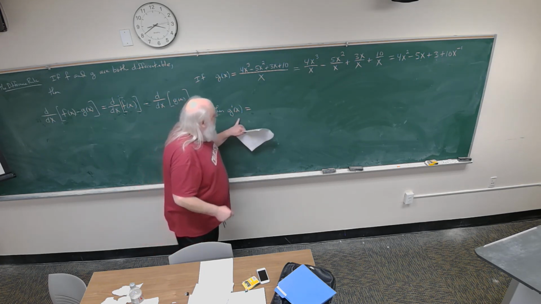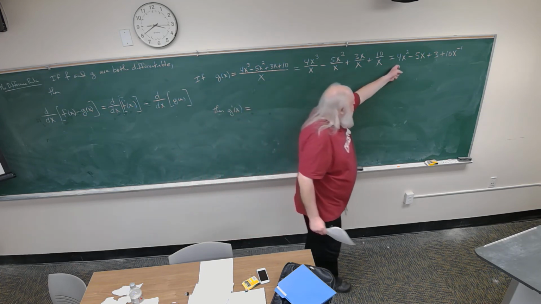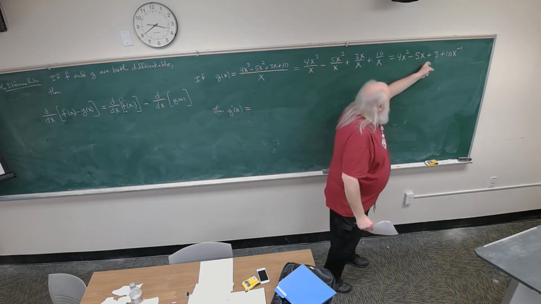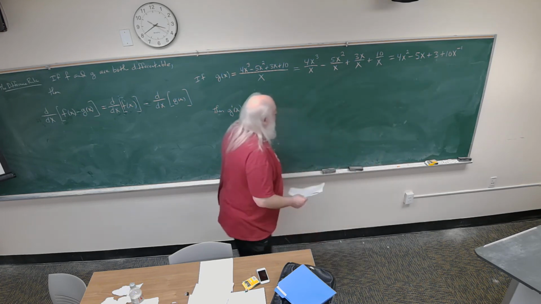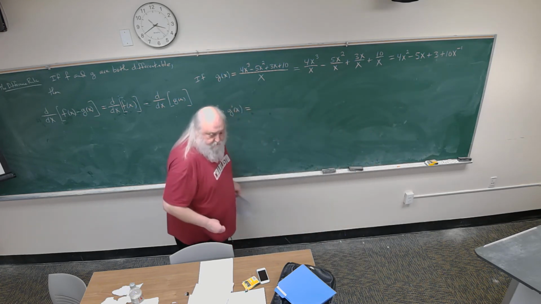So g prime of x is equal to the derivative of the first term minus the derivative of the second plus the third plus the derivative of the fourth. Okay? So Anna, what's the derivative of 4x squared? 8x.